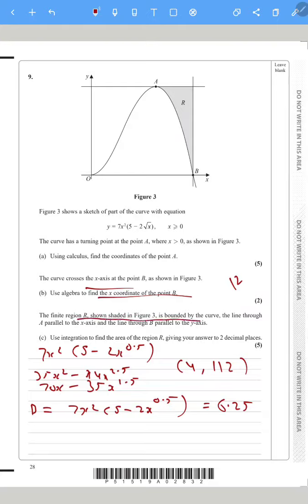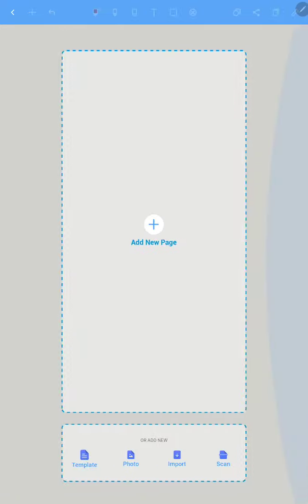And now what are we doing? Using the finite region, show that, blah, blah, blah. Integration, find the area of region R. Okay, so that is that part there and that part there. So that means that is 112 and that is 2.25. So that is 112 times 2.25 minus the integral of 7x squared 5 minus 2x between 4 and 6.25, equal to 2 decimal places as 79.77. Perfect. Oh, that's the end.